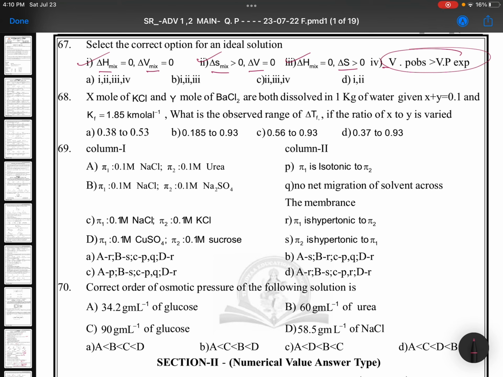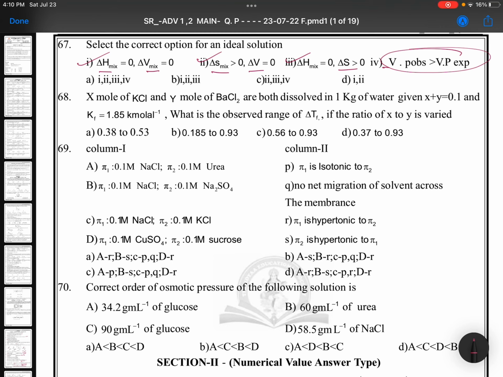X moles of KCl and Y moles of BaCl2 are both dissolved in 1 kg of water. Given X plus Y is equal to 0.1 and Kf is equal to 1.85 Kelvin per molal. What is the observed range of delta T if the ratio of X and Y is varied?